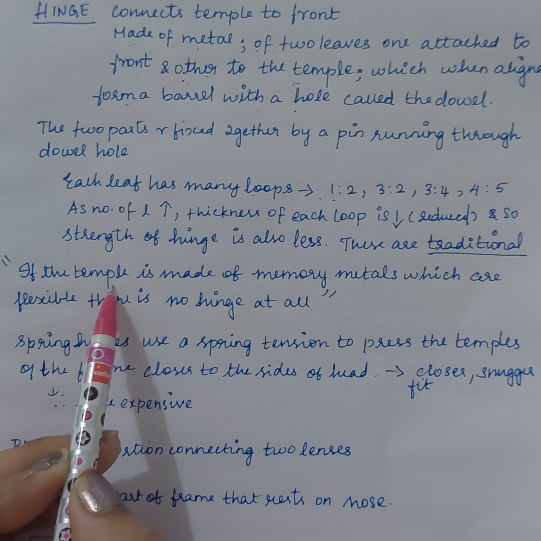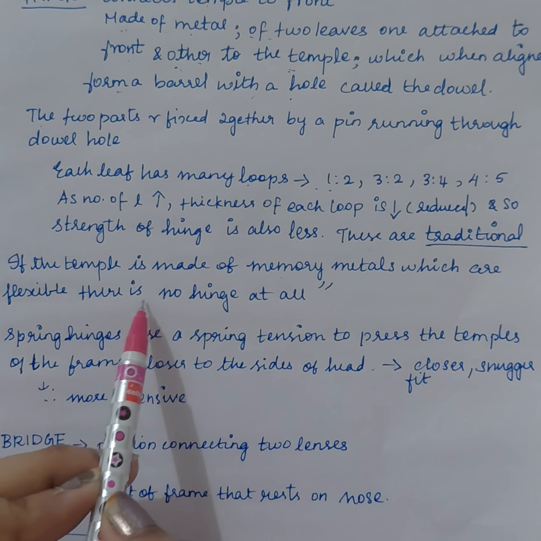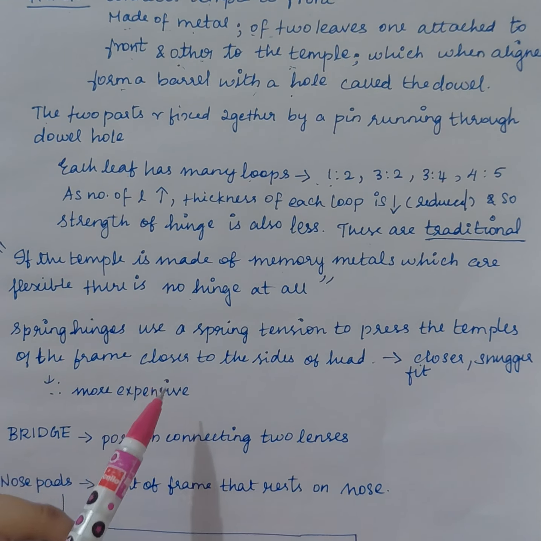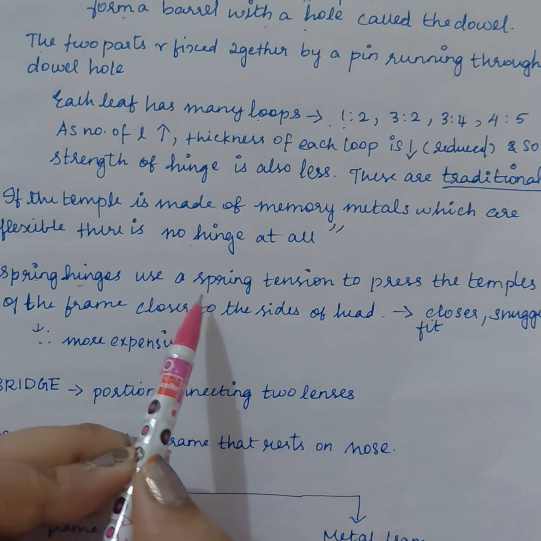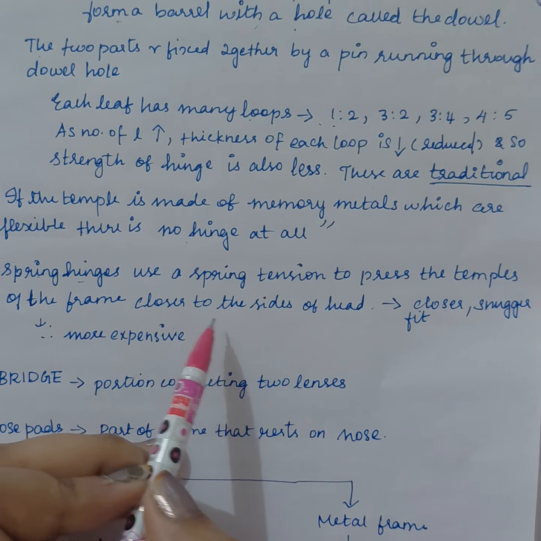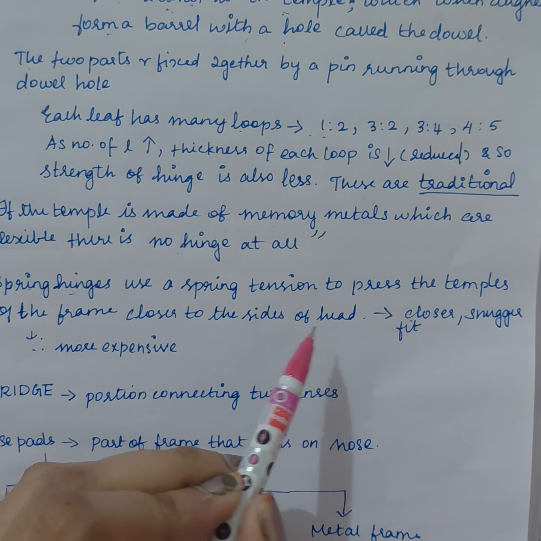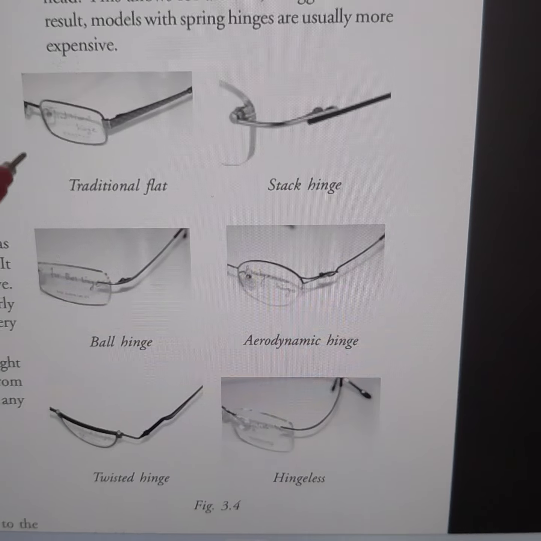One more point is, if the temple is made of memory metal which is flexible, then there is no hinge required in the frame at all. There is something called spring hinges, which use spring tension to press the temple of the frame closer to the side of the head. It uses a spring, and that gives a closer, snugger fit, but it is more expensive.